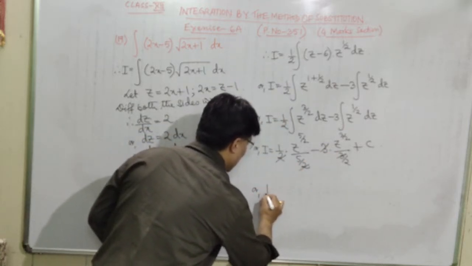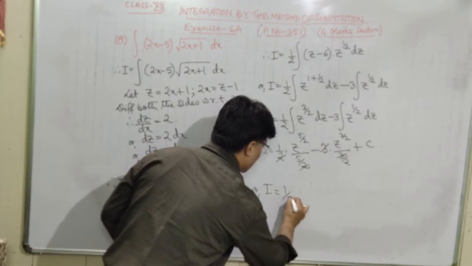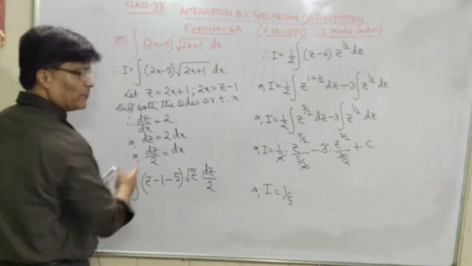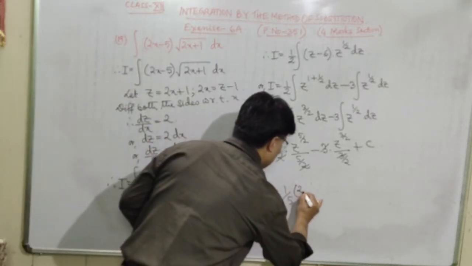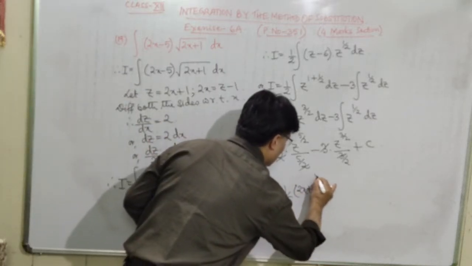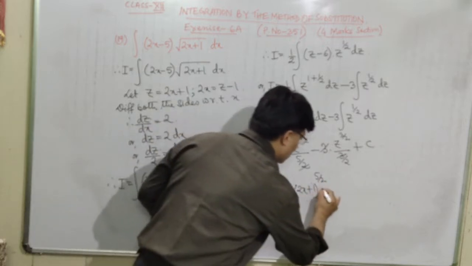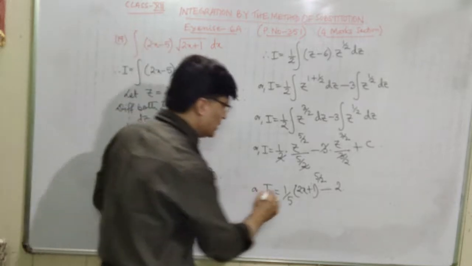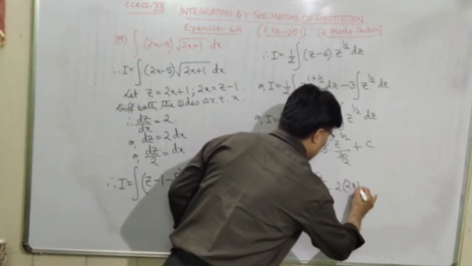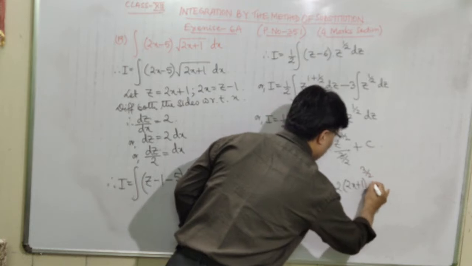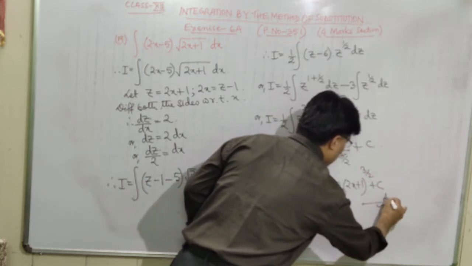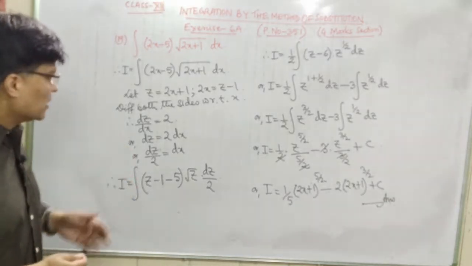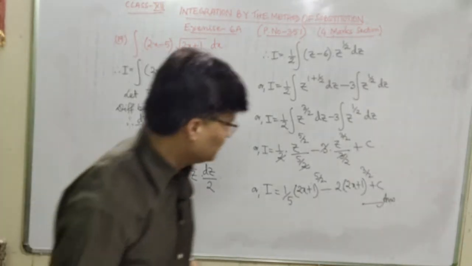So I is equal to, this is your 1 by 5. What is the value for z here? Here z is equal to 2x plus 1, so you can write 2x plus 1 whole to the power 5 by 2, then minus 2 into, what is the value for z again? It is 2x plus 1, so 2x plus 1 whole to the power 3 by 2, plus c. So this is the final answer. You can copy it. Now we'll do the next question.